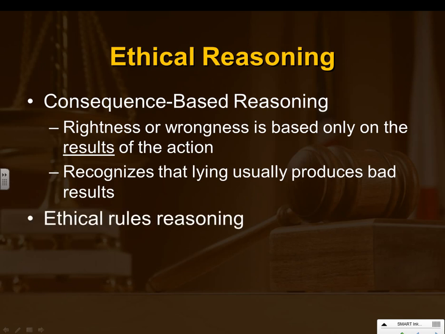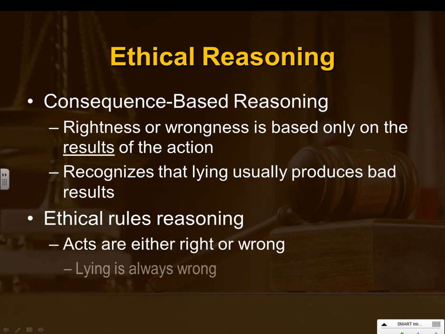The other form of moral reasoning is based on ethical rules. Acts are either right or wrong. Consequence-based reasoning recognizes that lying usually produces bad consequences. Rule-based ethics say that lying is always wrong.